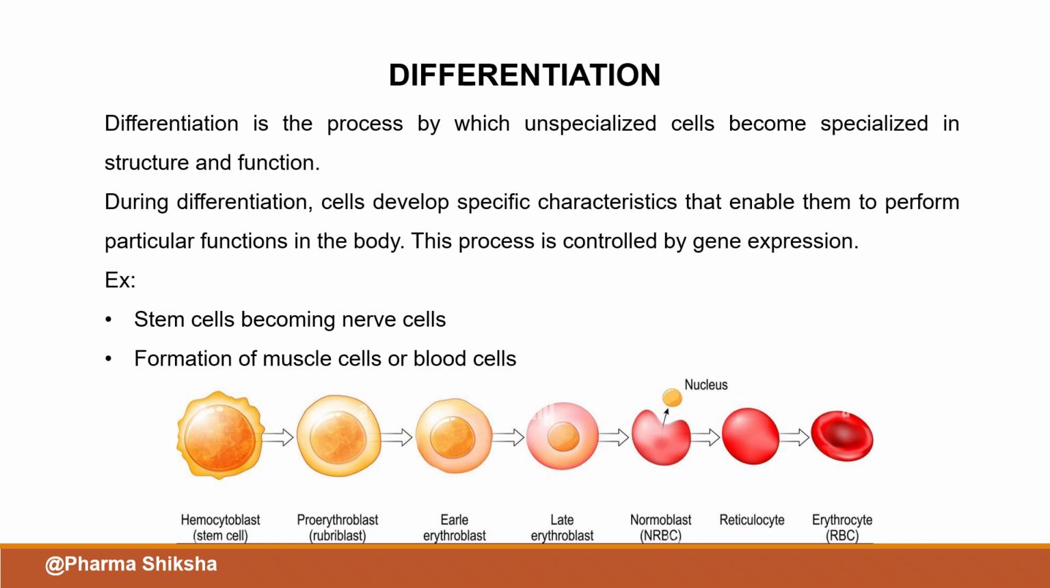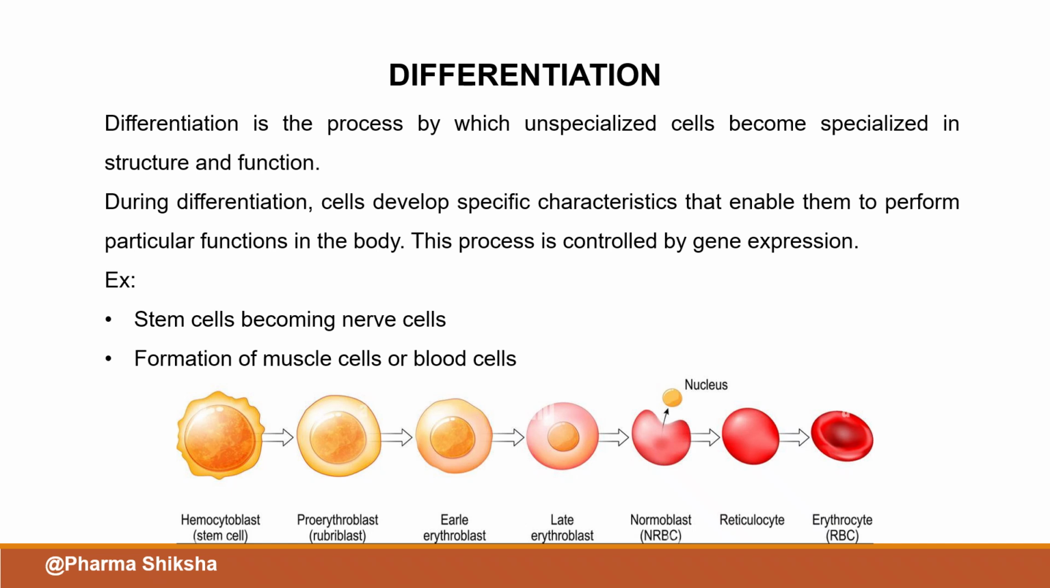Differentiation is a very important process in which unspecialized cells become specialized in structure and function. During differentiation, the cells develop specific characteristics and perform particular functions in the body, that you can call differentiation, and this is controlled by gene expression. For example, stem cells becoming nerve cells is an example of differentiation. From the stem cells, the nerve cells are forming, and muscle cells or blood cells form from the stem cell. In the diagram here you can also see the differentiation process.